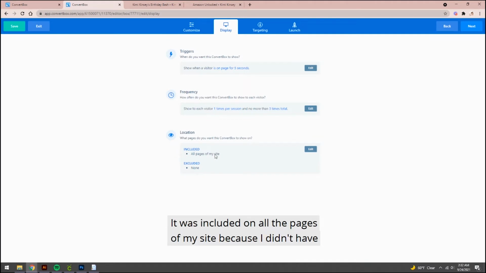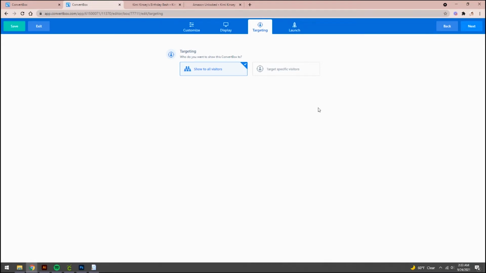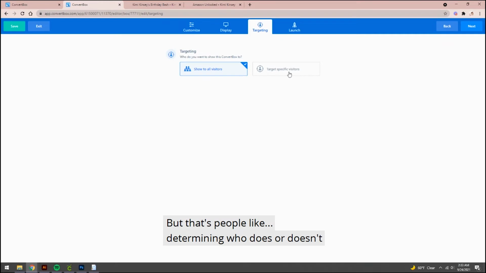It was included on all of the pages of my site because I didn't have any reason for it not to be, to be perfectly honest. And it was targeting all visitors. You can target specific visitors, which we will definitely get into more later in the debrief. But that's people like determining who does or doesn't have a certain tag in ConvertKit, for example, things like that. Or have they seen some other page, or have they not seen some other page?